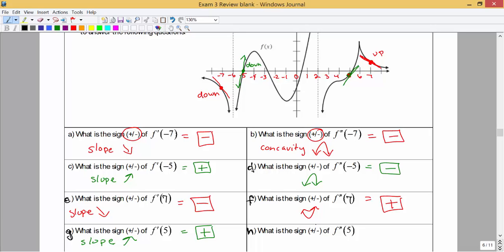And then H, we're looking at positive 5 again. Is the graph concave up or concave down at positive 5? And I would say it looks like the graph is concave up. And if the graph is concave up, then we know that the second derivative at that point would come back positive.